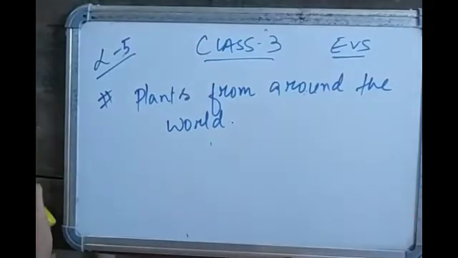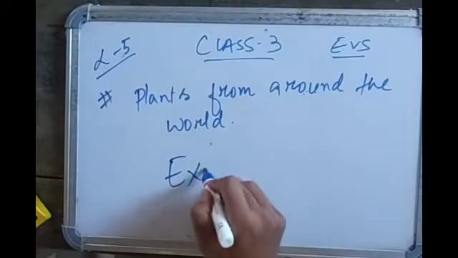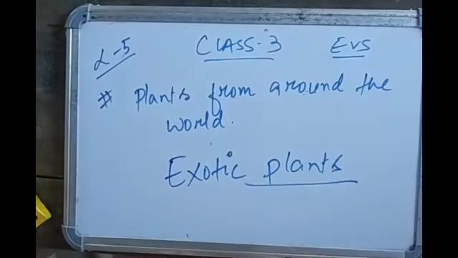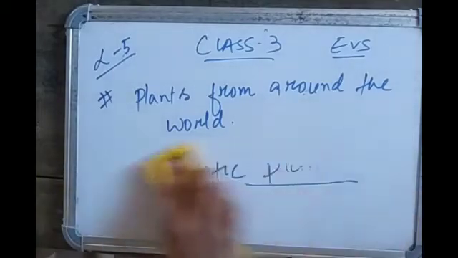These are called exotic plants. So what are exotic plants? Plants that were not grown in India earlier, but now they are grown here, brought from different parts of the world. These are called exotic plants.